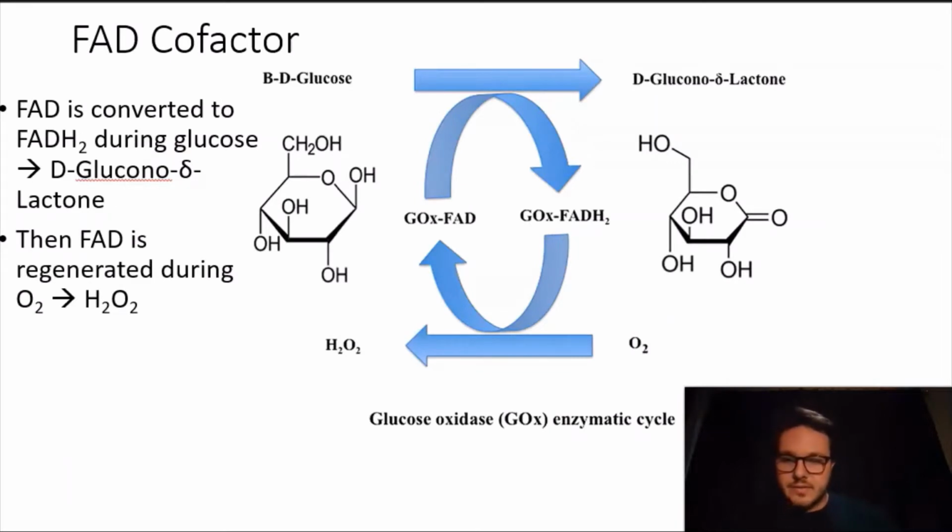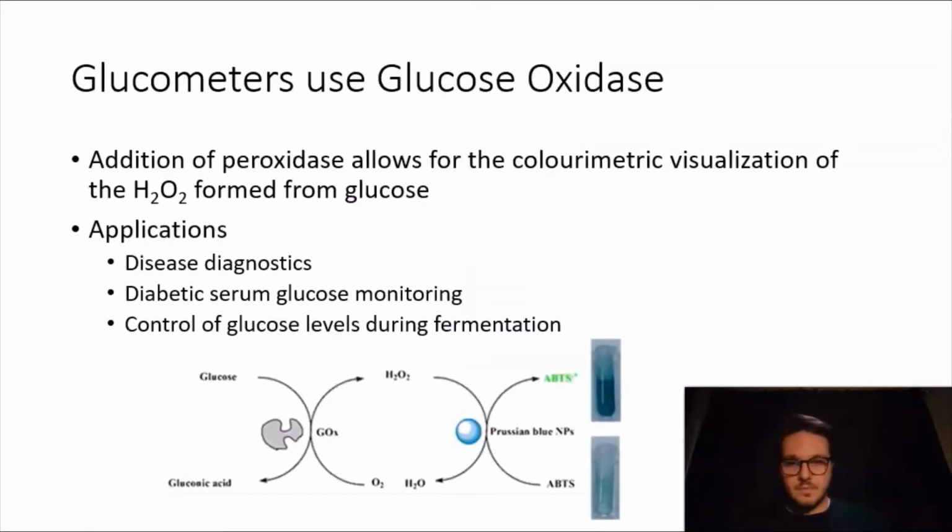The FAD cofactor is very important. It's reduced by the glucose molecule in the step creating gluconolactone. It then generates hydrogen peroxide from oxygen in the next step, and then it regenerates FAD to be used as the cofactor throughout the rest of the reaction. So this reaction in glucometers uses the peroxidase enzyme for detecting how much hydrogen peroxide is being produced. It allows for a colorimetric change based on this production.